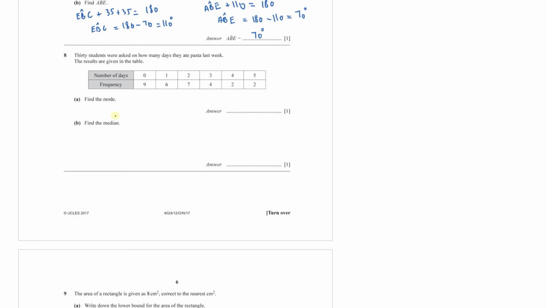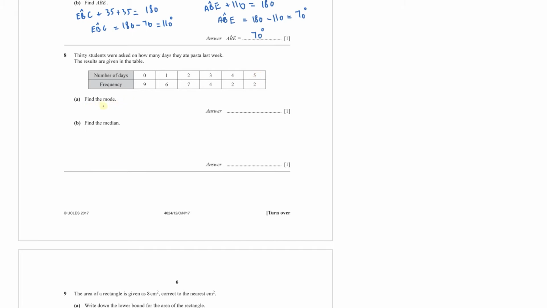Moving on to question 8. 30 students were asked how many days they ate pasta last week. The results are given below. So 9 students ate pasta on 0 days. 6 students ate pasta on one day in last week, and so on. At the last here we have 2 students who ate pasta 5 days in a week.